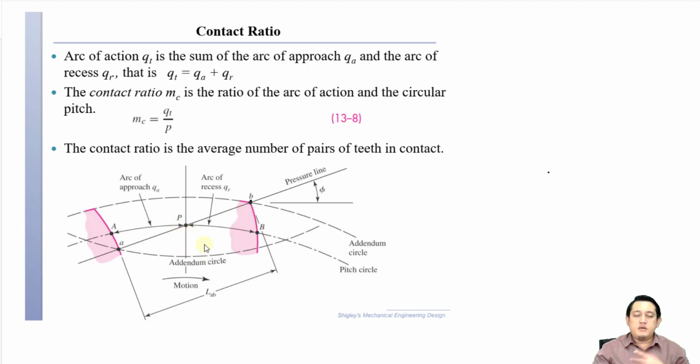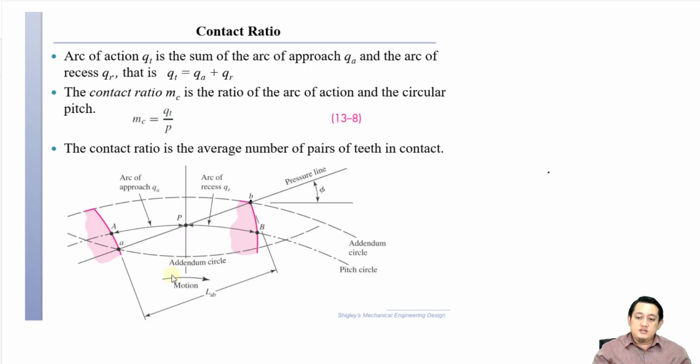Please refer back to my previous lecture if you don't understand about the addendum circle, the pitch circle, and the pitch point. Please refer to that video.